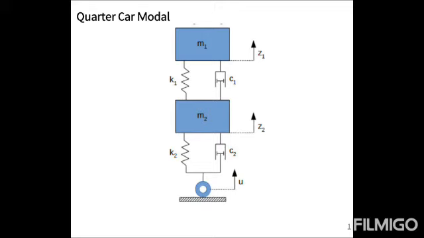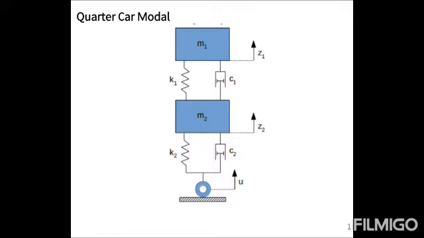Quarter car model is a simplified model for calculating vehicle ride and handling behavior. M1 is sprung mass, M2 is unsprung mass, K1 and C1 are suspension spring constant and damping coefficient. K2, C2 are stiffness and damping coefficient of tire. U is input from ground.